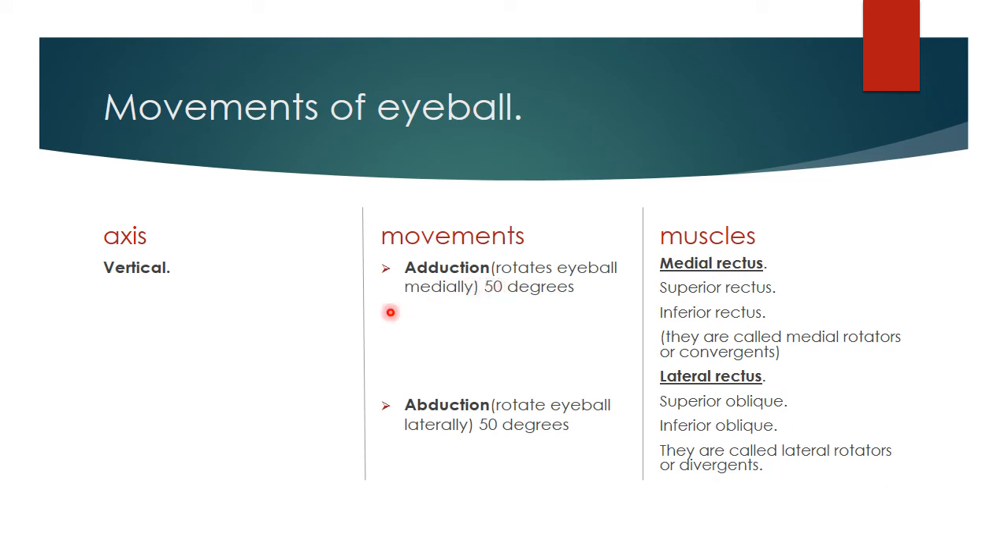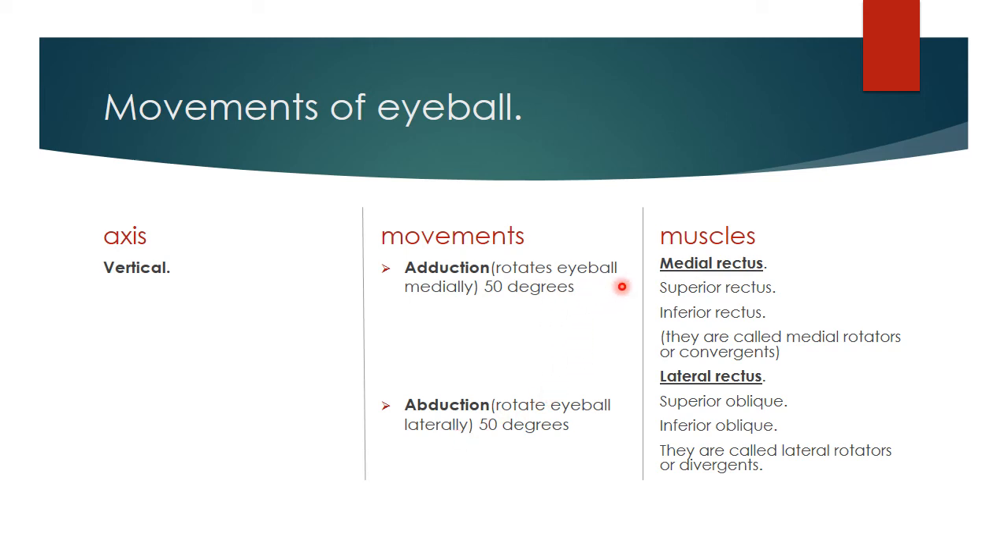Now each axis has two movements. Number one, vertical axis. On the vertical axis there are two movements of the eyeball. One is adduction and the other is abduction. Adduction, when the eyeball rotates medially, and the maximum limit is 50 degrees, and abduction, when the eyeball rotates laterally. Both these movements occur on the vertical axis.